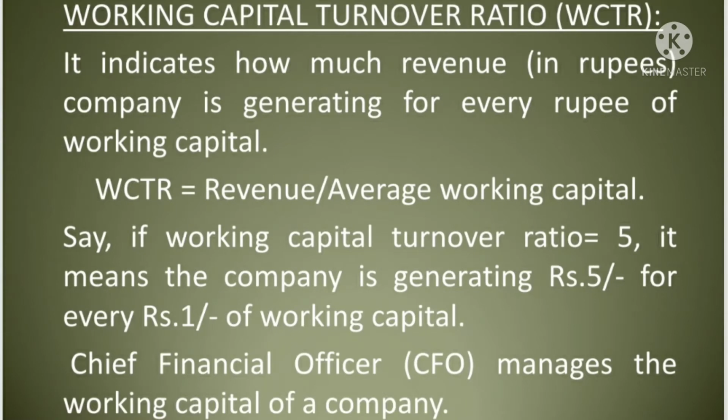Working capital turnover ratio is the ratio that indicates how much revenue a company is generating for every rupee of working capital. Working capital turnover ratio is equal to revenue divided by average working capital. Say if the working capital turnover ratio is equal to 5, it means the company is generating 5 rupees for every 1 rupee of working capital. The Chief Financial Officer of a company manages the working capital of the company.